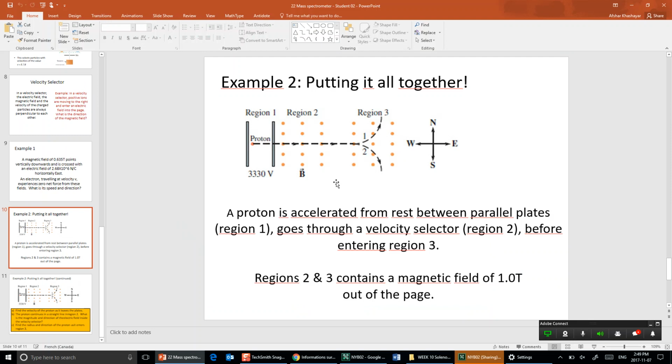Okay. I have a proton here. What's the direction of my electric field? Down. Okay. So my electric field E is down. Here's the hard part of this question. What is the direction of the magnetic field?